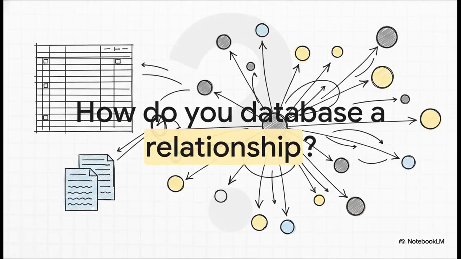But first, let's just back up for a second and ask a really basic question. We're pretty good at storing data in tables, rows and columns, or as JSON documents. But how do you actually database a relationship? How do you build a system where the connections between your data points are the most important thing? Well, that's the exact problem graph databases were invented to solve.